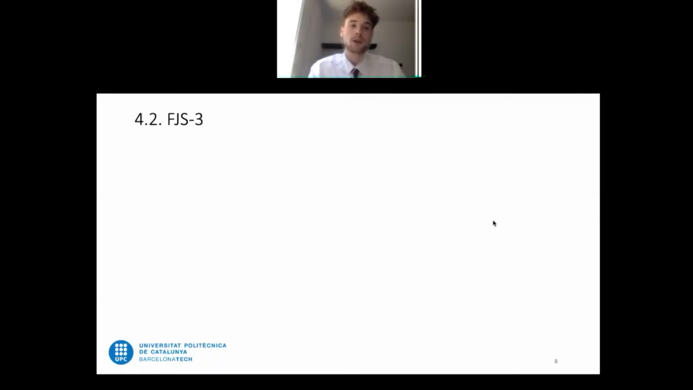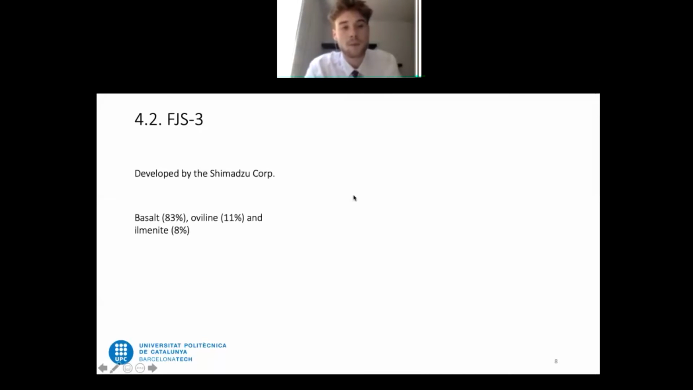Now moving on to FJS3. FJS3 was developed by Shimizu Corporation. This is a Japanese corporation where they developed three types of FJS simulants: FJS1, 2, and 3. These differ between their mineralogy. With regards to FJS3, it consists of 83% basalt, 11% olivine, and 8% ilmenite.